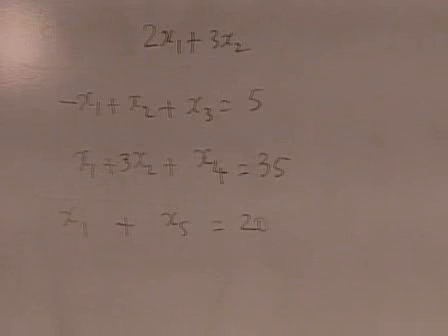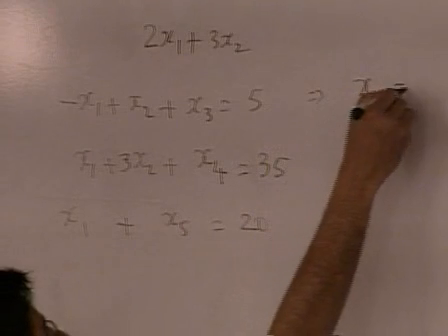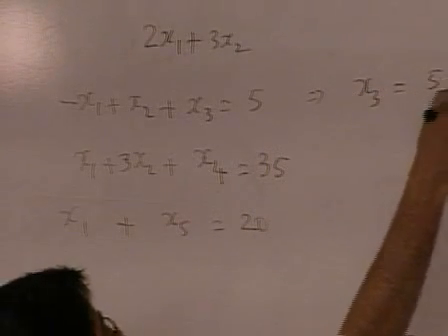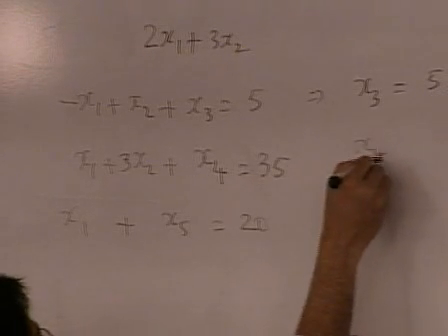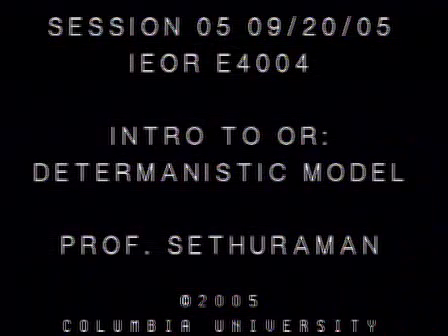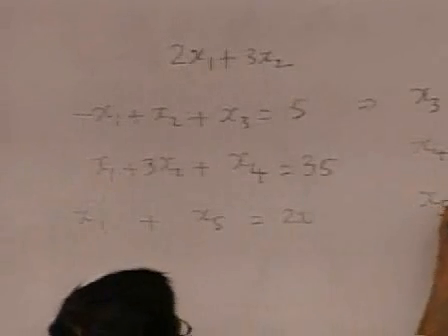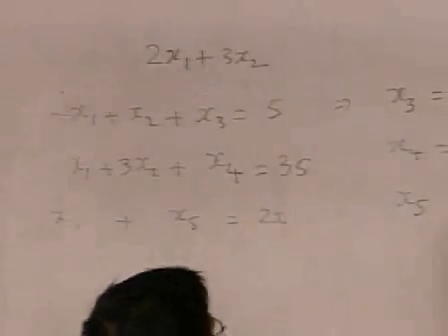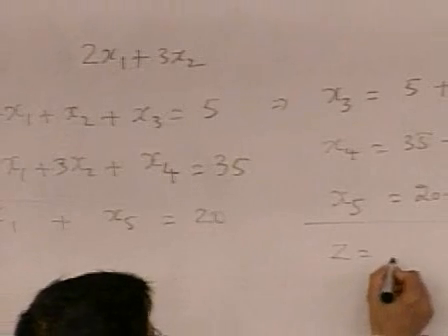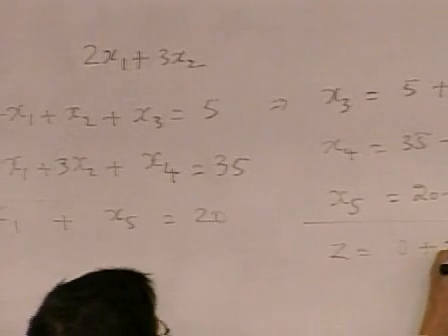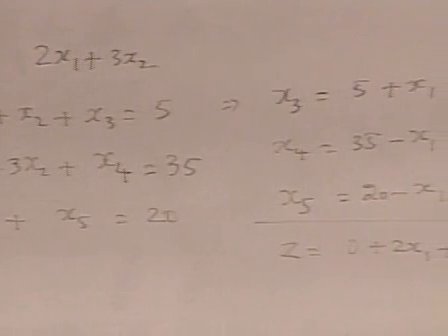We can rewrite this as x3 equals 5 plus x1 minus x2. Similarly, x4 was 35 minus x1 and 3x2. And x5 is 20 minus x1. And then to capture the objective function, we just introduced a new row, and let z be 0 plus 2x1 plus 3x2. Okay? So this is the first step.